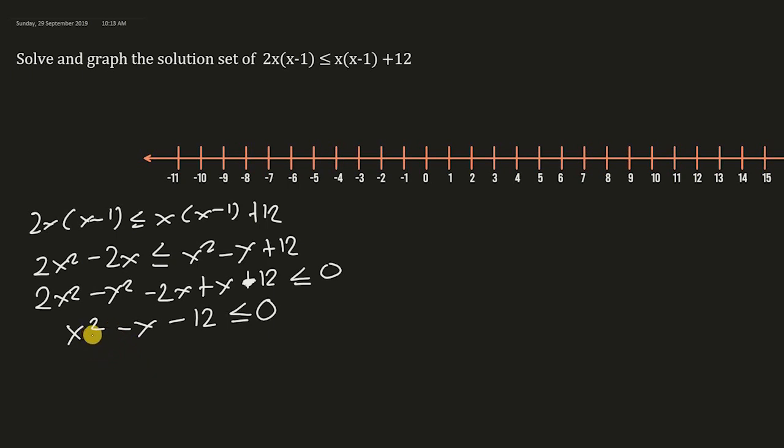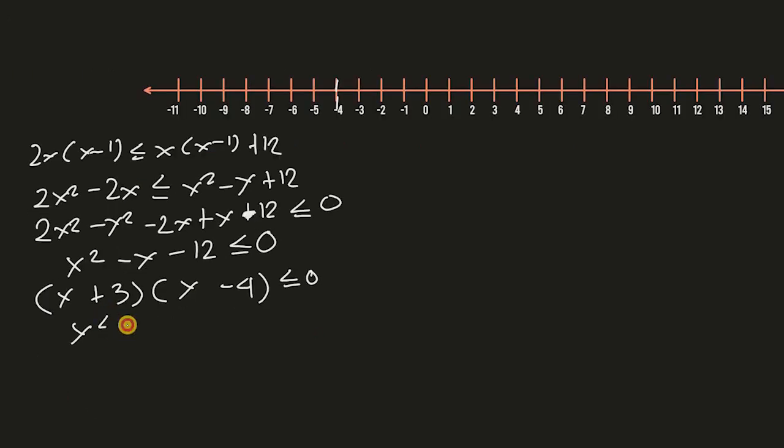So, next step, step 2, i-factor natin to, we'll try to find the values of x or the critical values. So, ano ba yung factors ng negative 12 na kapag pinag-add mo will result to a negative 1? Basically, I would think of 4 and 3. So, that's negative 4 and positive 3. Okay? Kasi 3 times negative 4 is negative 12. Negative 4 plus 3 is negative 1. Tama.